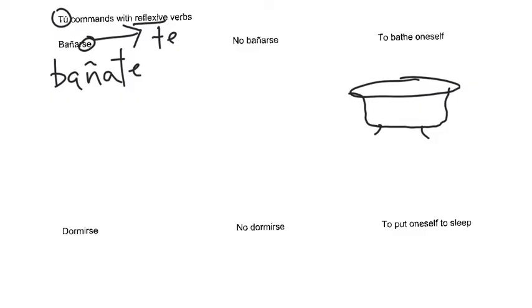Once you attach one pronoun, you need to count 1, 2, 3 syllables from the end and put an accent mark over the strong vowel of that syllable. This is now pronounced báñate.